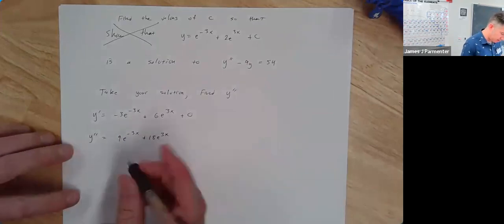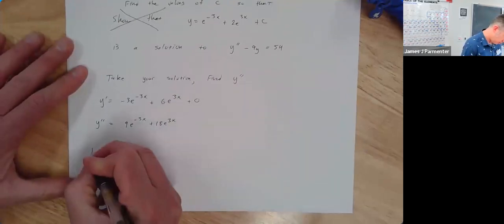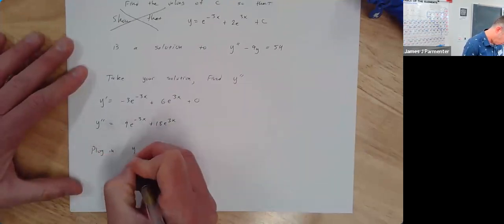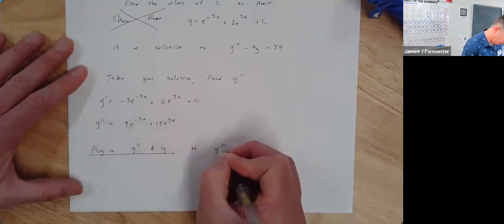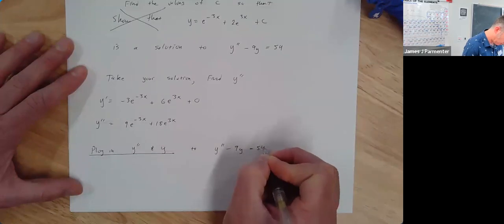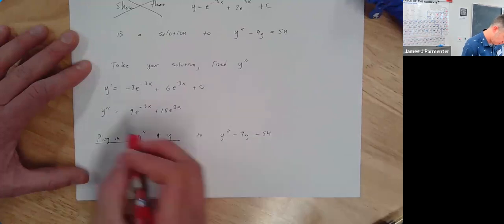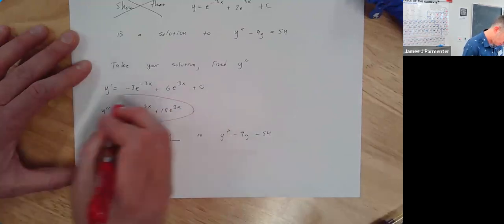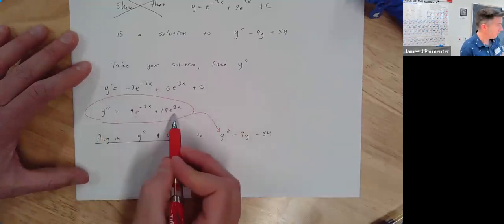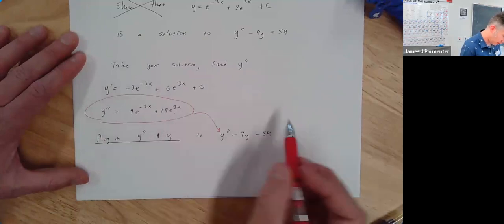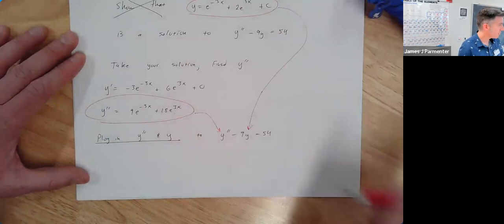I'm just going to plug in all the things I have into the thing it's supposed to be a solution to. So plug in y double prime and y to my y double prime minus 9y equal to 54. So plugging in y double prime, I'm just going to throw that in. Right. So I'm going to plug in y double prime equal to all of this for y double prime. I'm going to plug in y equal to all of that for y.